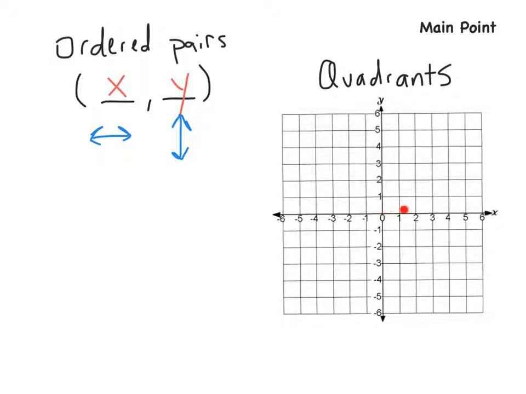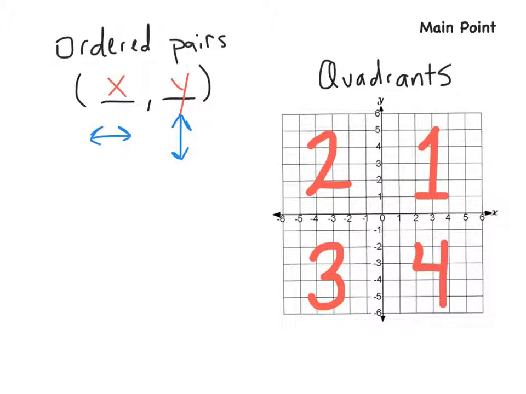We have a quadrant up here. This is the most common quadrant that we're using because all of the numbers are going to be positive. We have 2 quadrants above the x-axis, and we have 2 quadrants below the x-axis. So this quadrant is quadrant number 1. And then we go around in kind of a C motion. So this is quadrant number 1, quadrant number 2, quadrant number 3, quadrant number 4.